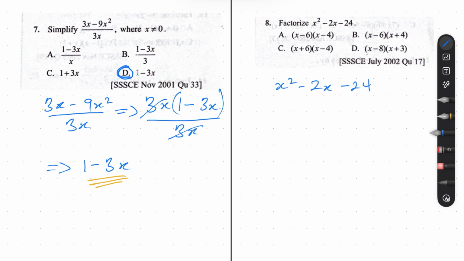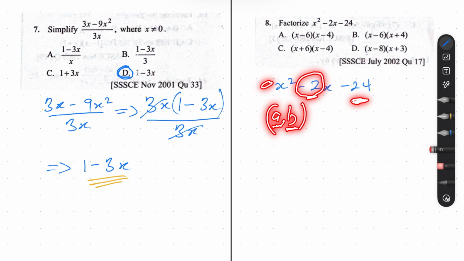Now, how do we solve this kind of question? What we do is we look for two factors such that when you add them together, you get the coefficient of x. So let's say a and b, right? These are the two factors. If we add a and b, we should get negative 2. And if we multiply a and b, we should get negative 24.